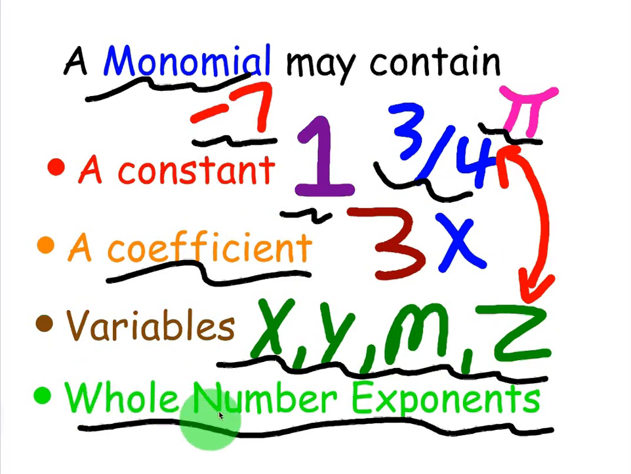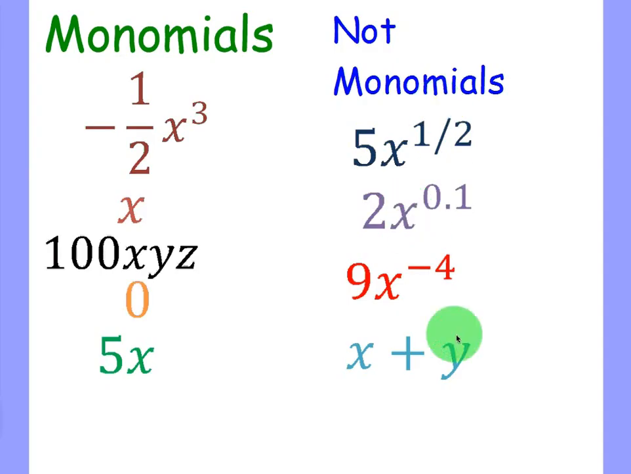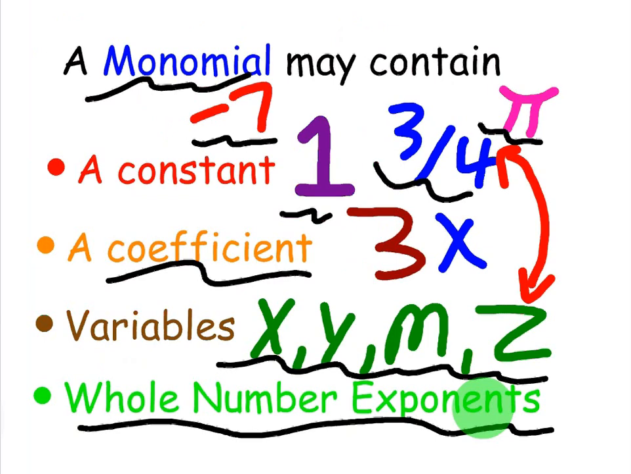Last thing, which might be one of the most important things, is it has to have a whole number exponent. So the exponent has to be a whole number. It can't be anything else. If we look at this previous page, the reason why these first three are not monomials is because this is a fraction, this is a decimal, and that's a negative number. Those are not whole numbers. Remember, whole numbers are 1, 2, 3, 4, 5, 6, 7, 8, and so on and so forth.